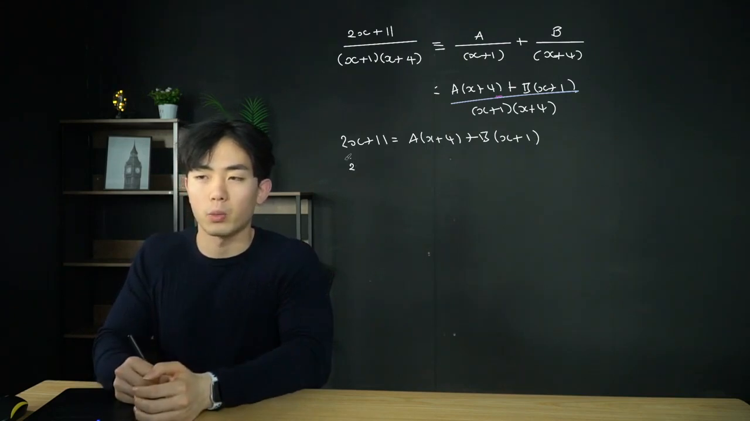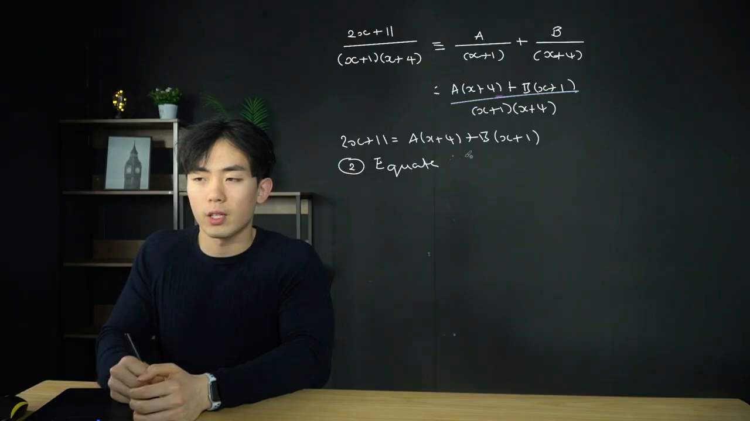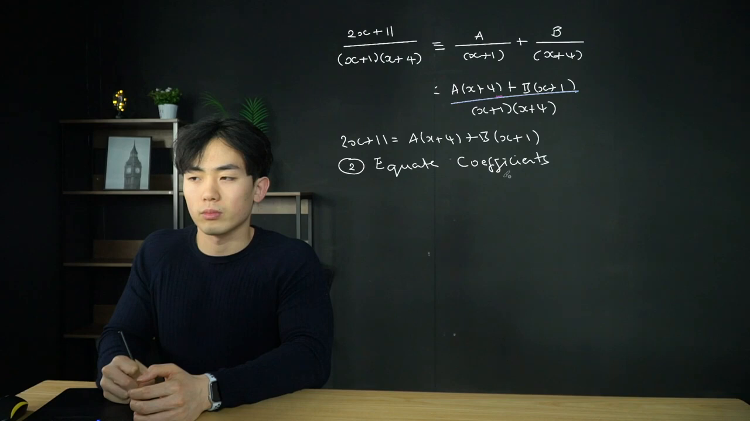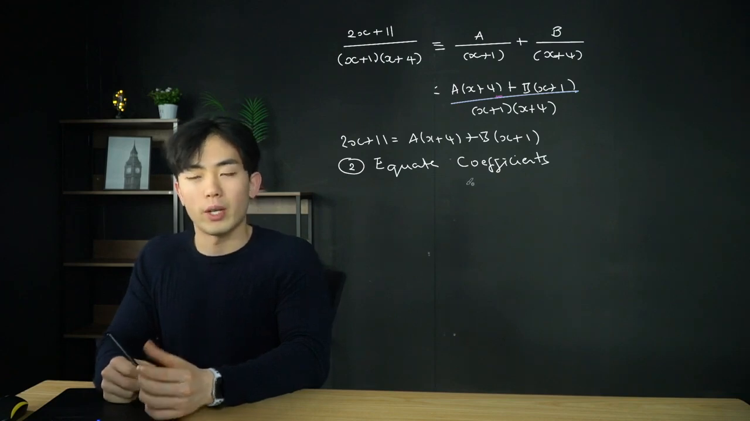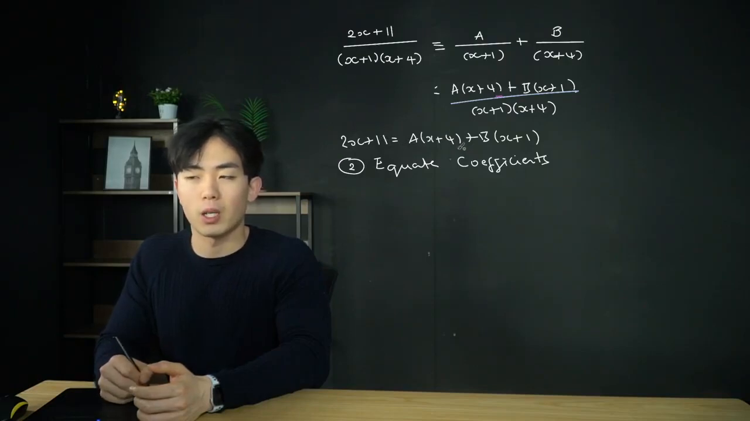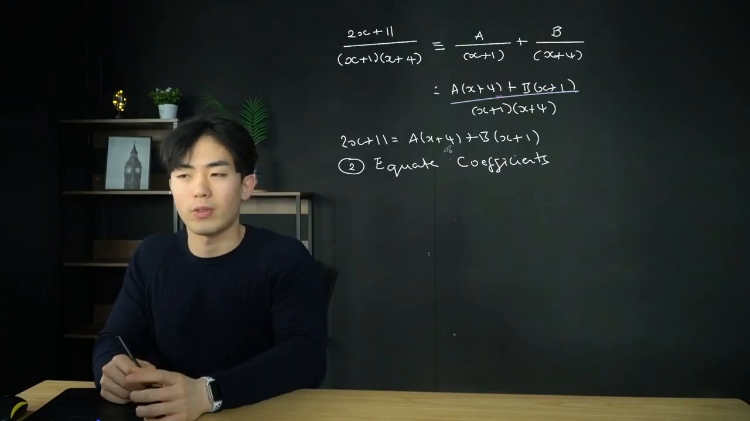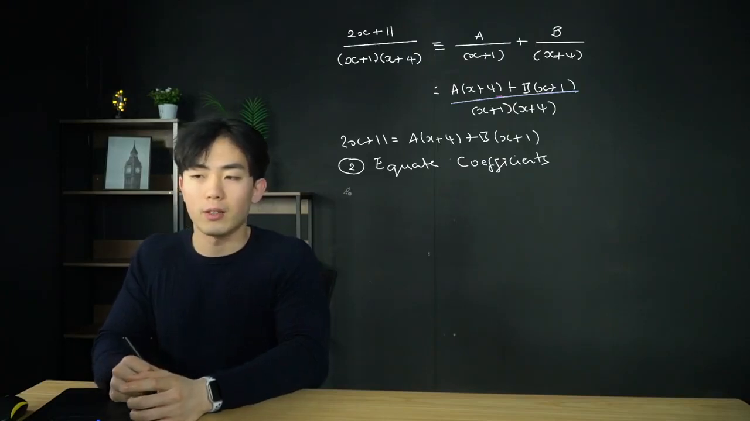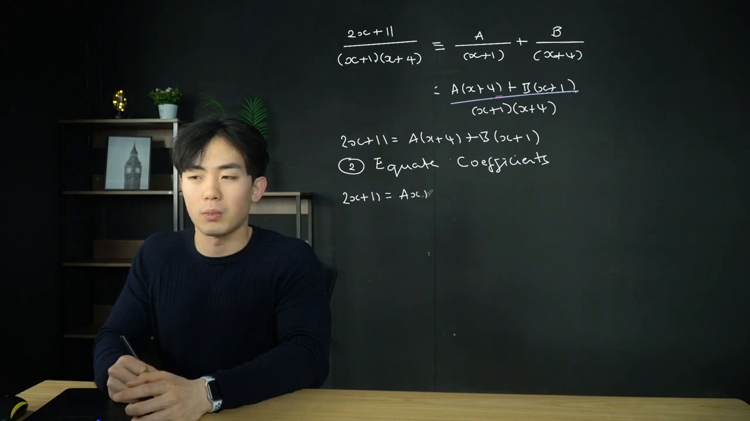In this second method, we are going to equate coefficients. What does this mean? Well, in this 2x + 11, we have an x term and a constant term. That means on the right-hand side as well, we'll have some x terms and some constant terms. So let's expand the brackets on the right-hand side, meaning that we get ax + 4a + bx + b.